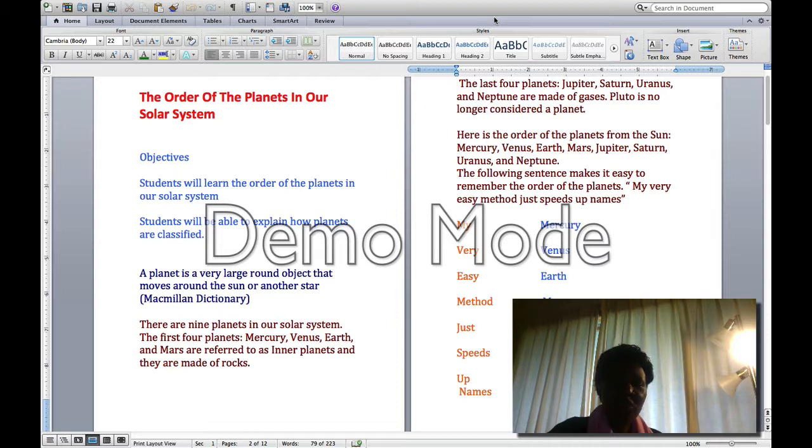Here is the order of the planets from the Sun: Mercury, Venus, Earth, Mars, Jupiter, Saturn, Uranus, and Neptune. The following sentence makes it easy to remember the order of the planets. My very easy method just speeds up names.